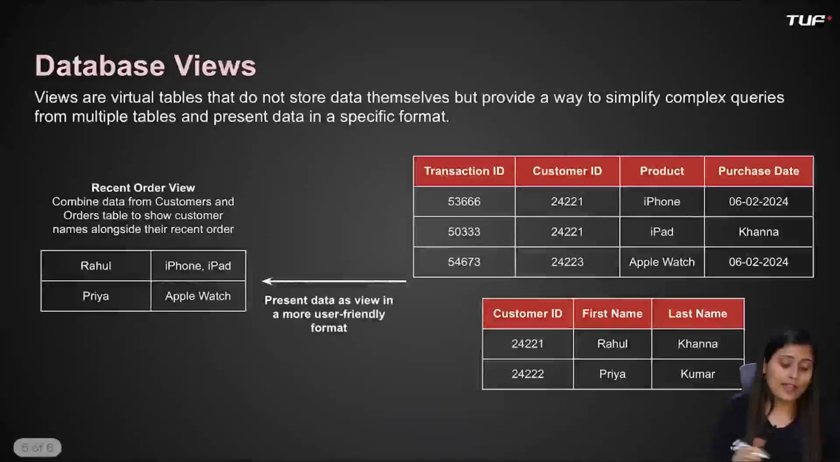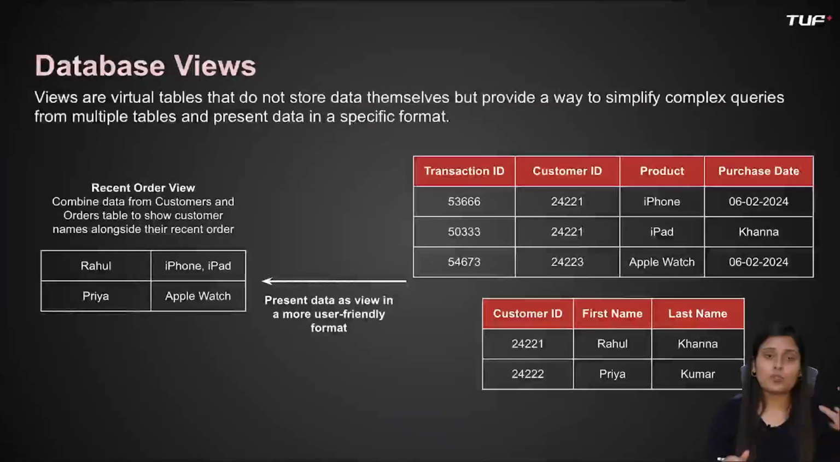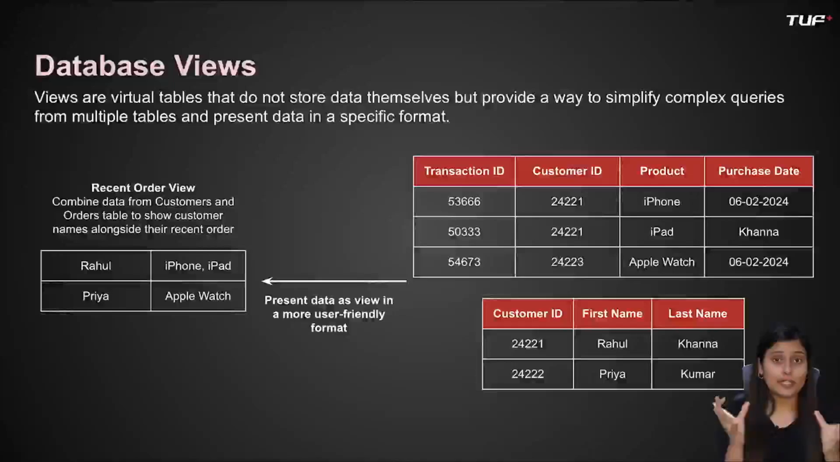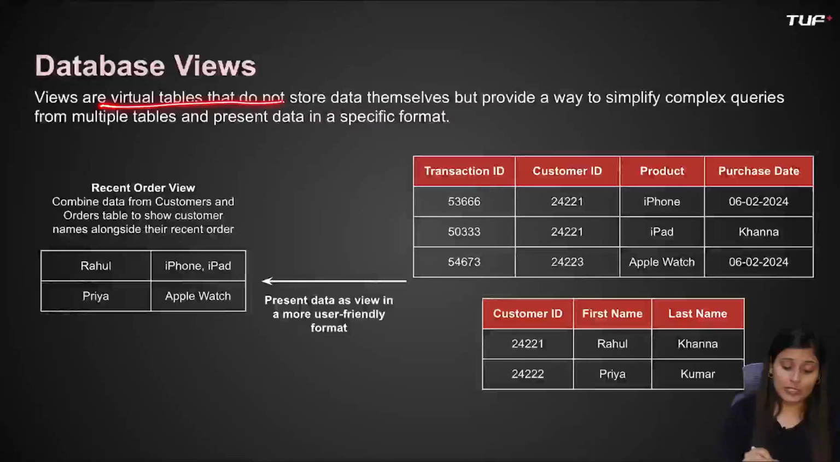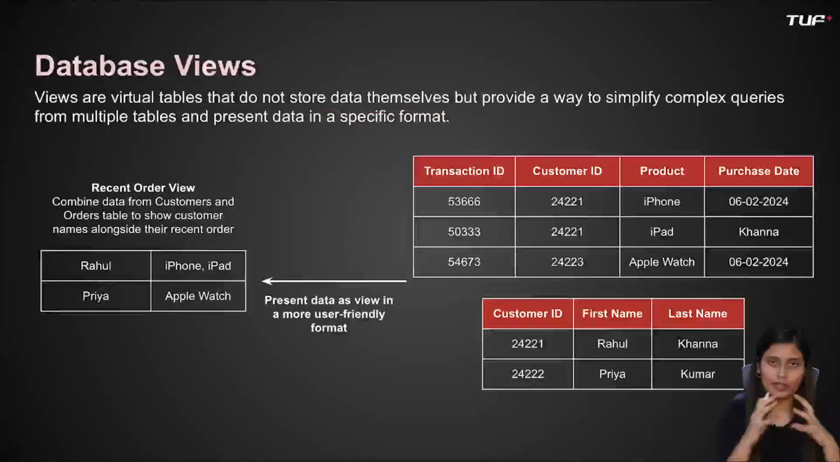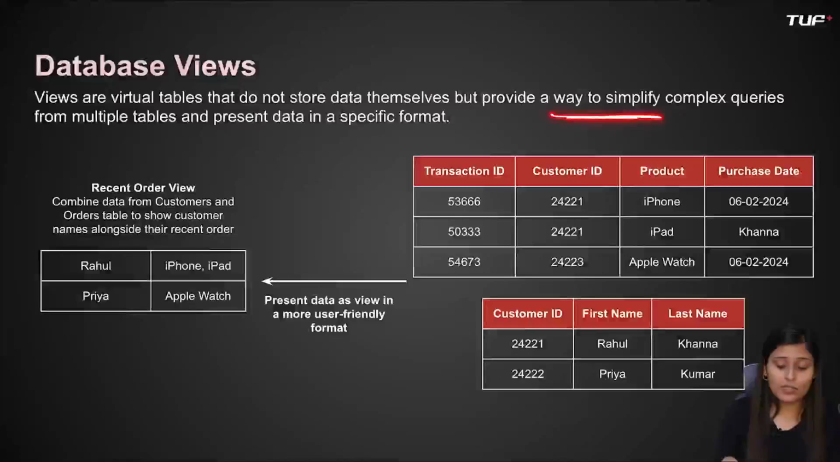Next is database views. Views are a virtual representation of data, what we as a user can see. Views are virtual tables that do not store data themselves, they do not have the actual data stored there, but just have the values. The actual data is stored in the physical device. Views only provide a way to simplify complex queries from multiple tables and present data in a specific format.